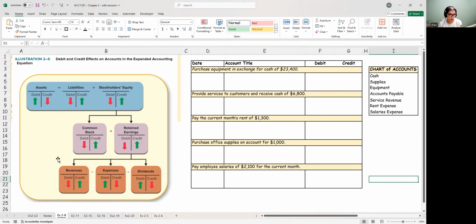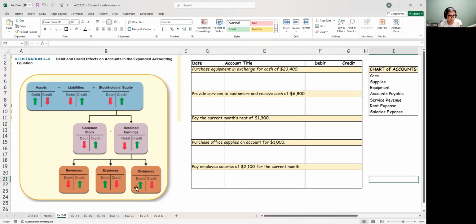Now, let's move down to this bottom section over here. Revenues, expenses, and dividends all affect retained earnings. They're a part of retained earnings. Revenues increase retained earnings. So you increase revenue with a credit, which is the normal balance for retained earnings. Expenses are the cost of doing business. They're going to decrease your retained earnings. So expenses increase with a debit. It's the opposite of what you have. Although it's under retained earnings, it's the opposite because it's lowering retained earnings. Every time you incur an expense, it's going to decrease your retained earnings.